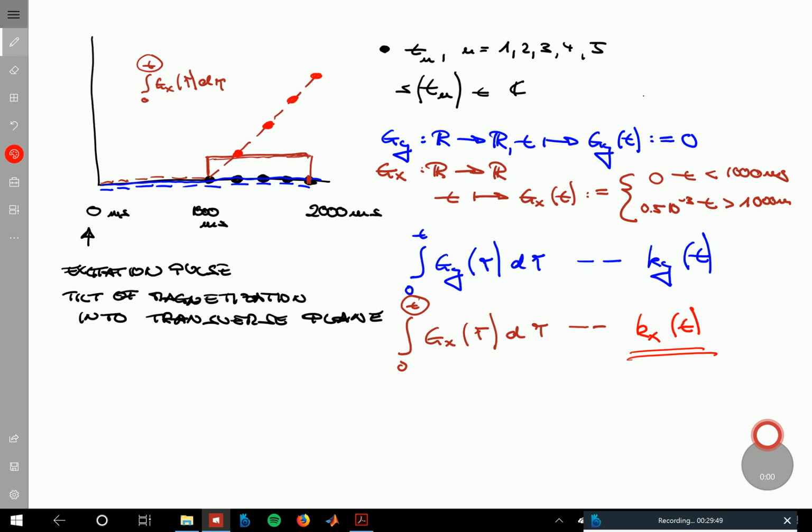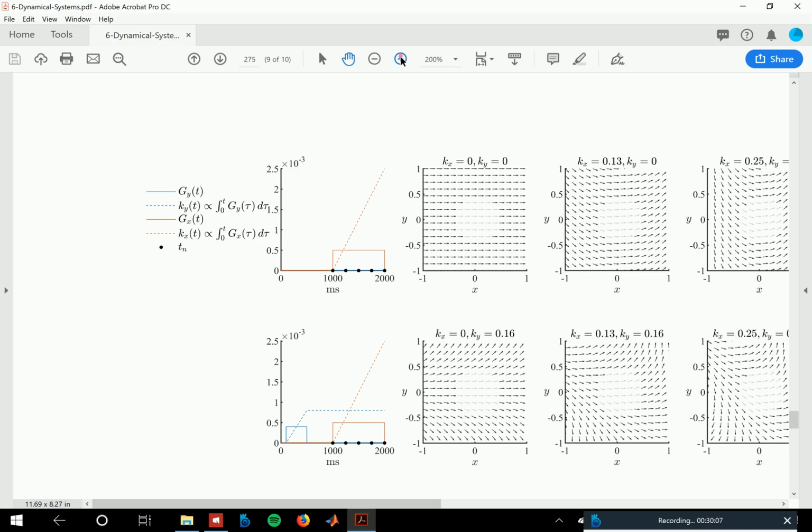So the Fourier parameter changes with time because the gradient is turned on, and the time integral of the gradient refers to the Fourier parameter. So maybe a little bit nicer, this is shown here.